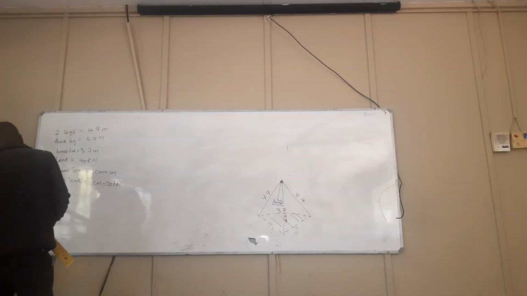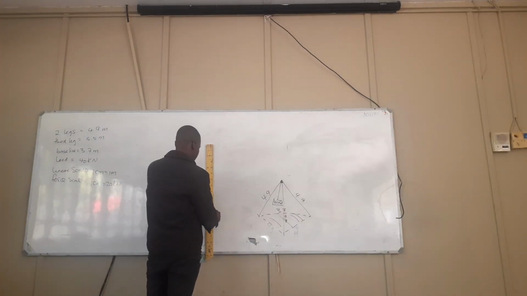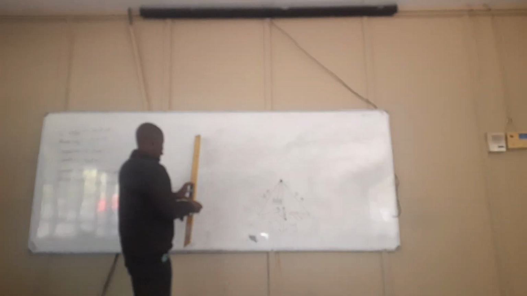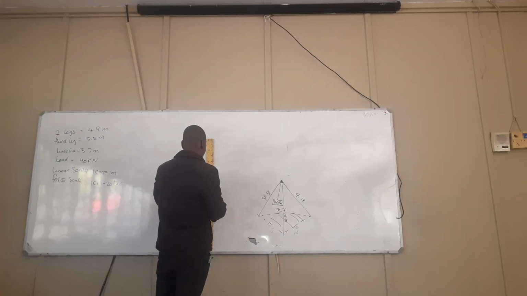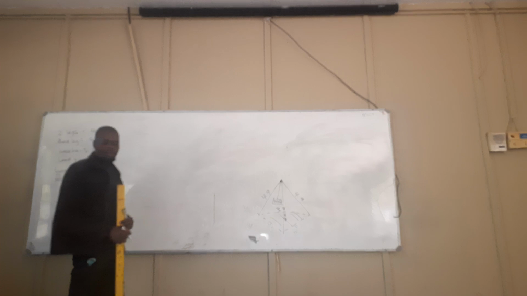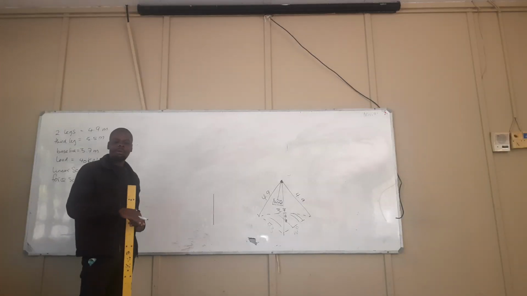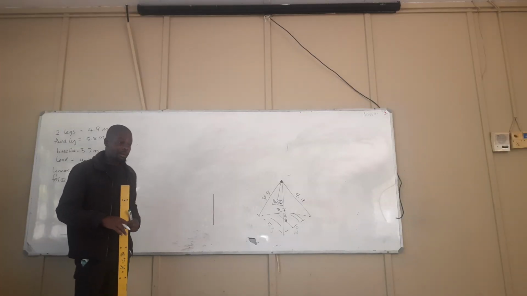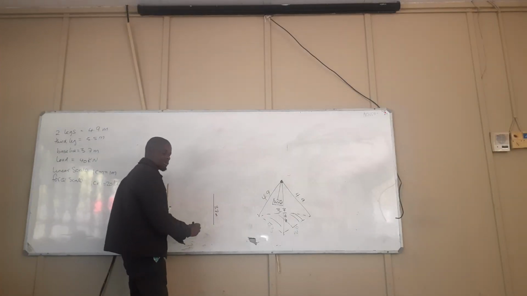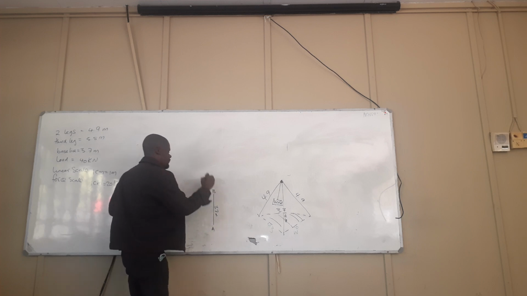Which is 3.7, right? So I'll put 3.7 here. Let me use a black ink. Don't forget that we are using a scale to draw that line, right? 3.7, the scale is 1 centimeter to 1 meter, right? So 3.7 meters would be how many millimeters on paper? 37. Right, 37 millimeters. So we are saying 3.7 meters. So this is A, B.